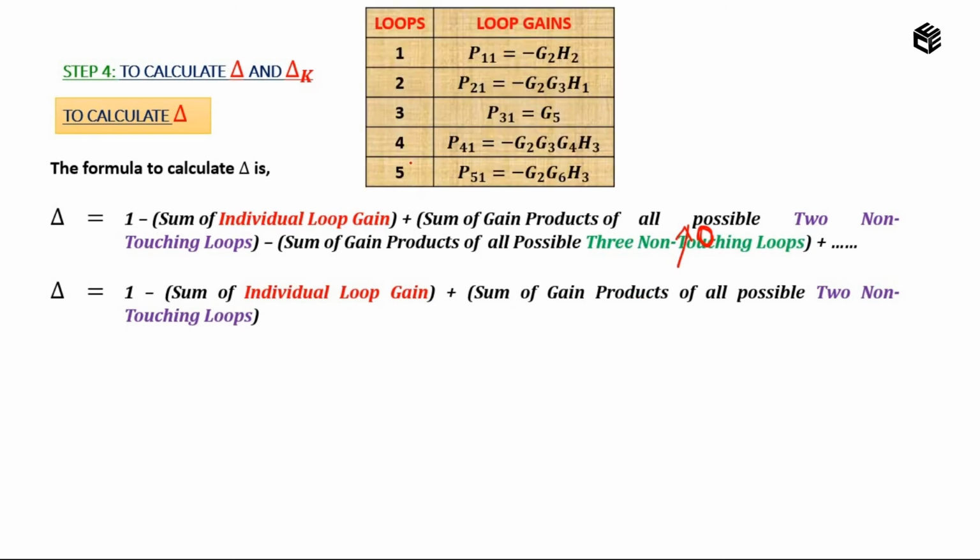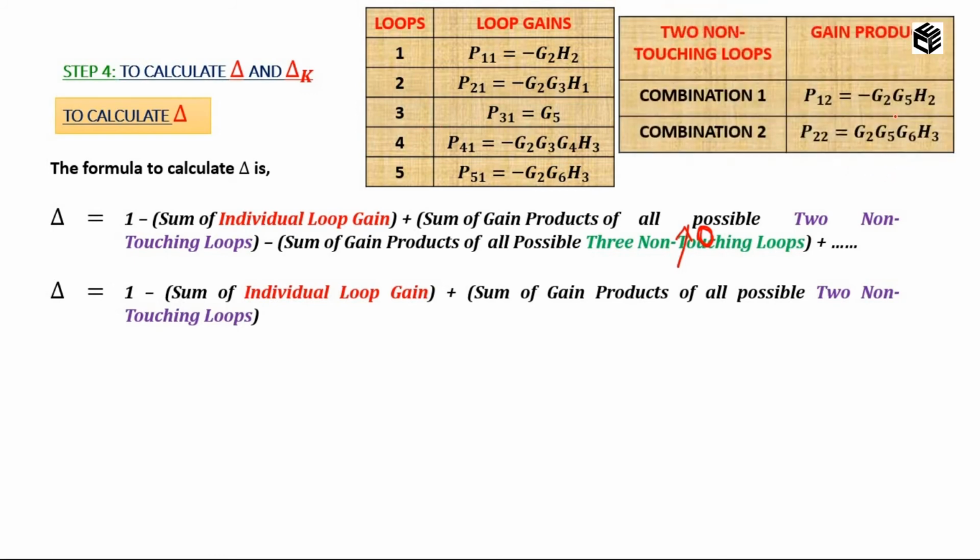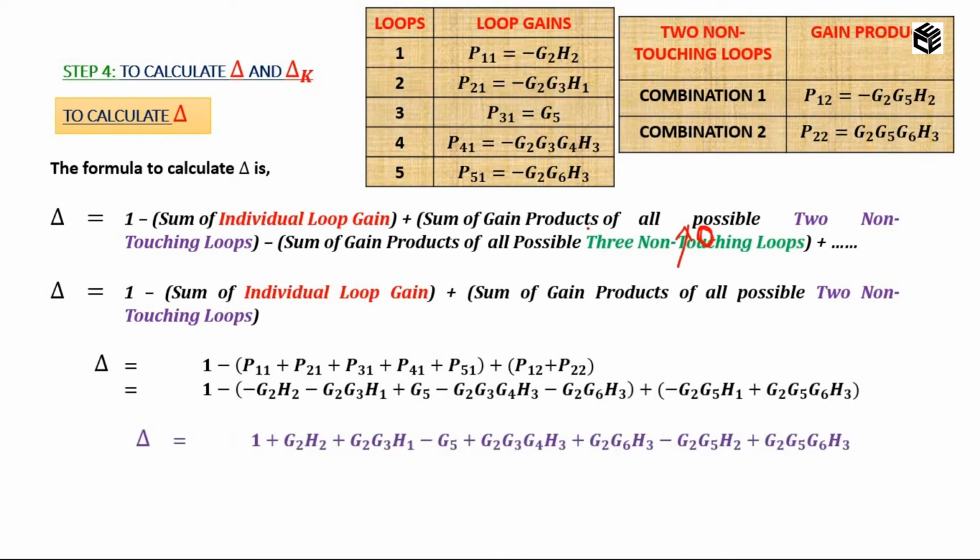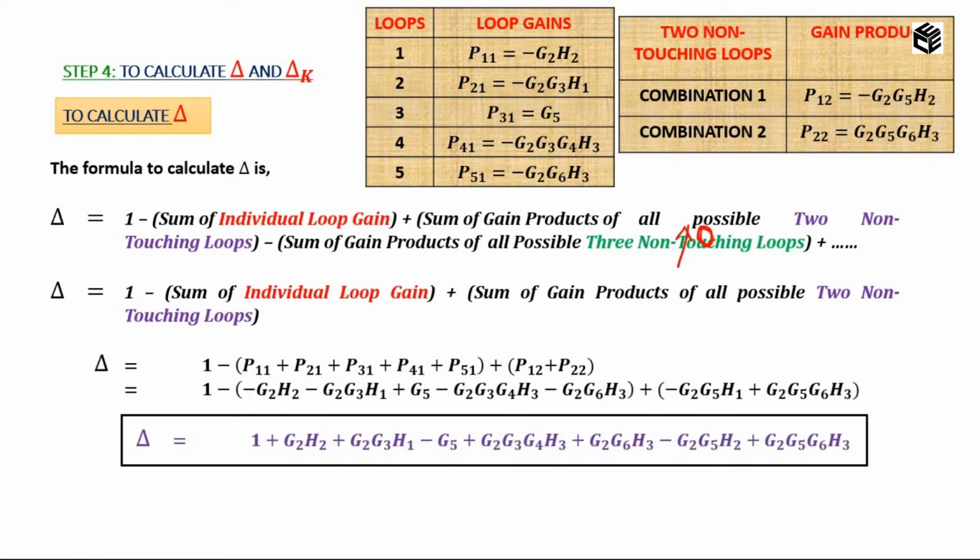So we can rewrite the expression as this. We have 5 individual loops, and the gains of the 5 individual loops are mentioned in the table. Similarly, we have the gains of two non-touching loops. Substituting all these values, I will get the answer for del as this. Understood? So with this, the calculation of del is over.